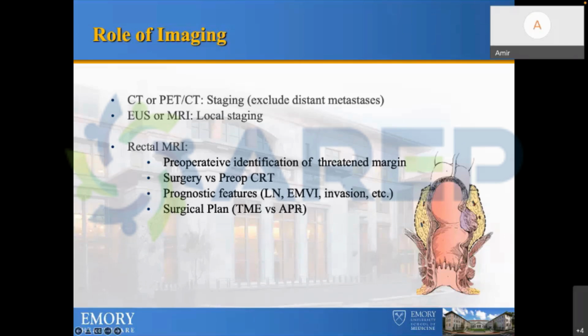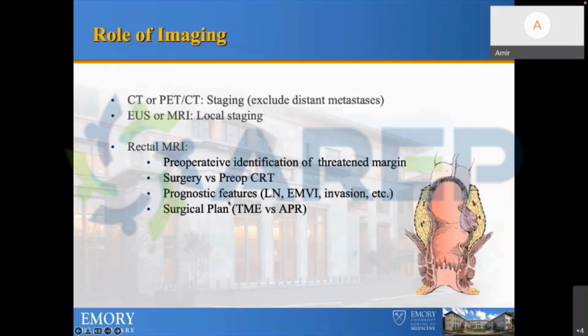And there are some prognostic features that are important, including looking at lymph nodes, looking at the presence of invasion of adjacent structures, and also something that we call extramural vascular invasion. And I'll go into detail about what that indicates. It basically means the tumor has extended into the vasculature, the risk of metastatic disease is higher, and it has a poor prognosis.